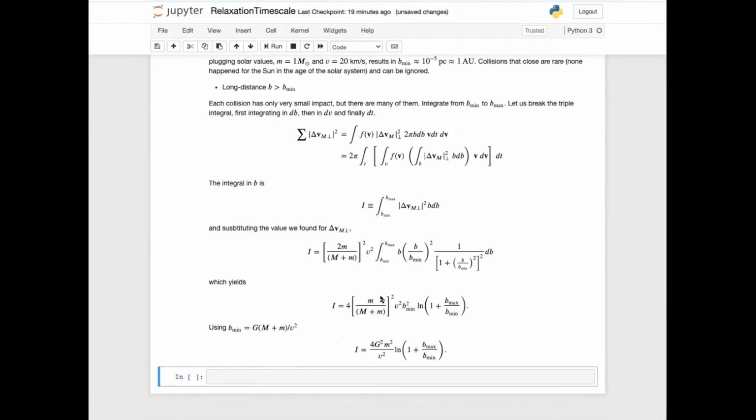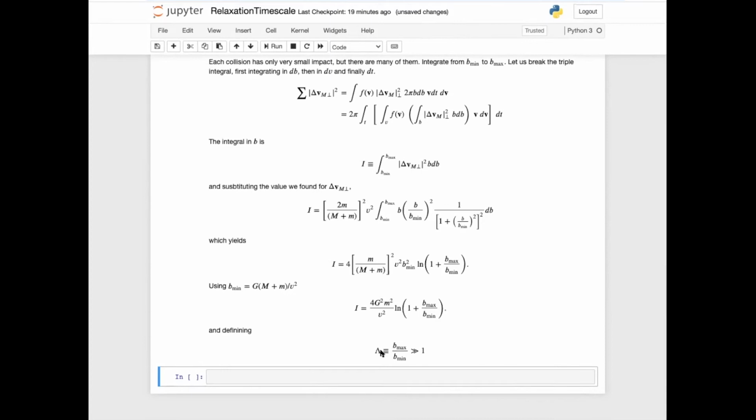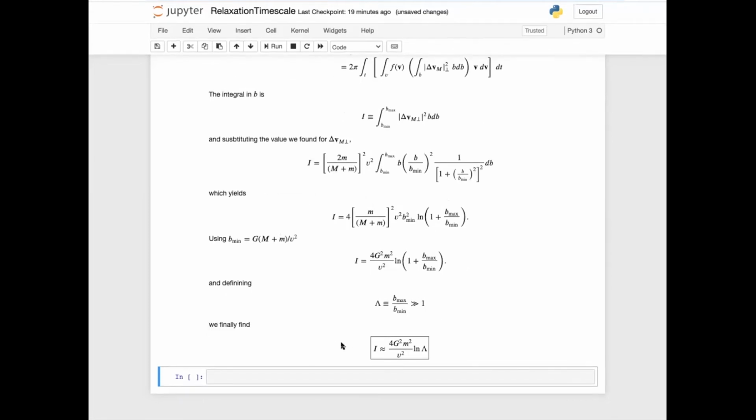Now let's introduce a variable here, which is b max over b min. Let's call this big lambda, capital lambda. And because we expect the maximum impact parameter to be much, much bigger than the minimum impact parameter, this 1 plus lambda is simply lambda. So this integral here becomes 4 G squared little m squared over v squared times the logarithm of this lambda.